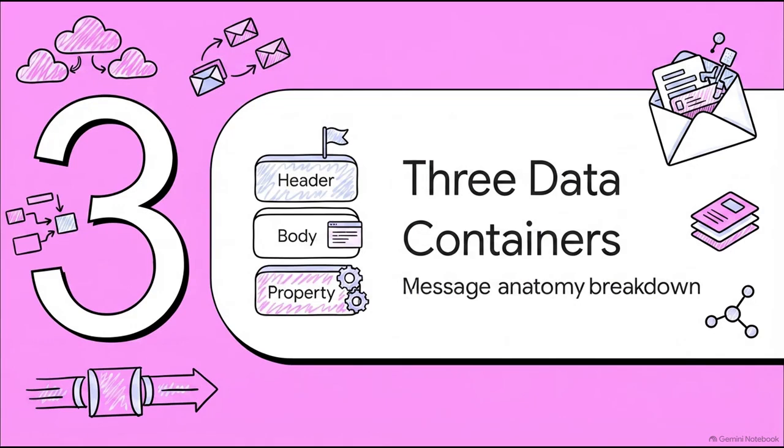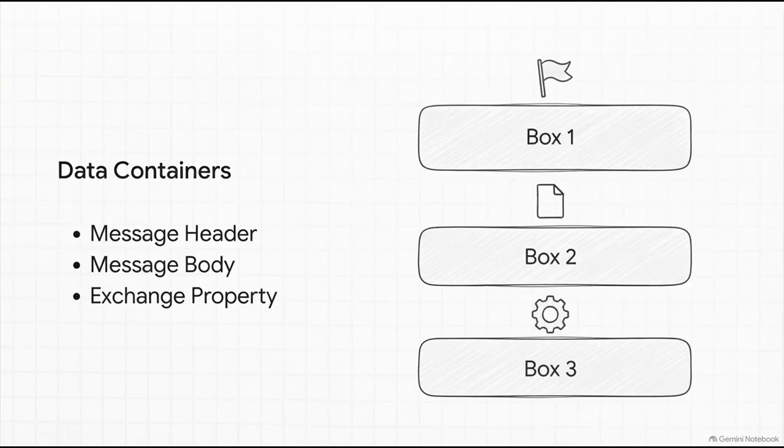All right, Section 3, the 3 data containers. Let's break down the actual anatomy of a message. What's really fascinating here is how the Content Modifier categorizes the information it touches. It uses 3 distinct containers. First, you've got the message header, which carries all that vital metadata. Next is the message body. That's your actual payload, the core content you can edit directly. And third, the exchange property, which acts kind of like a temporary variable storage for the integration process itself.